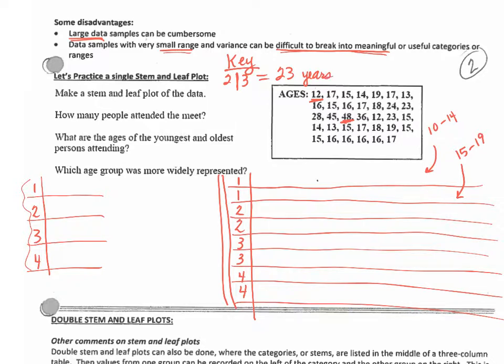Oh man, these aren't even in order. They are not in order, so that's another reason why when you have a large set of data, it can become very cumbersome.